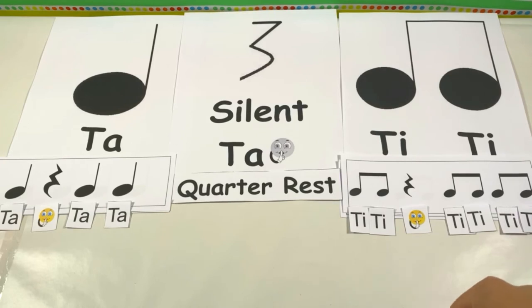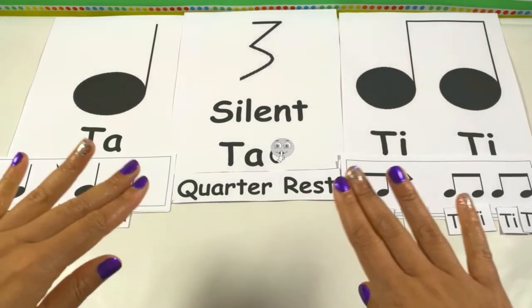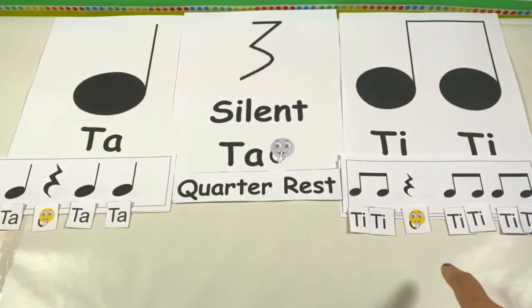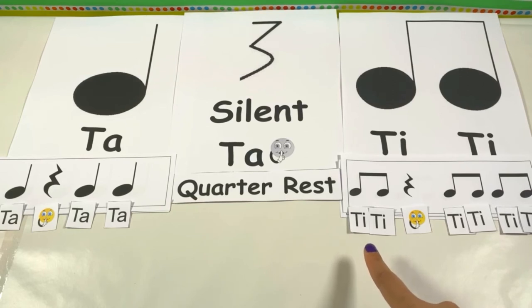Try it one more time. Again, don't say anything. Don't make any noise at all. Ready, go. TT, TT, TT. Now, I want you to try it all by yourself, just thinking ta when we get to the silent ta. By yourself. Ready, go.